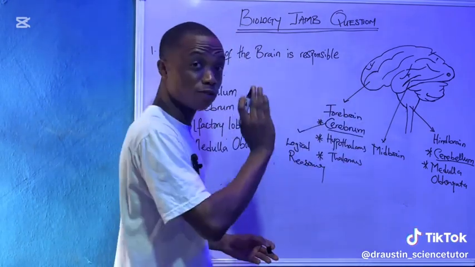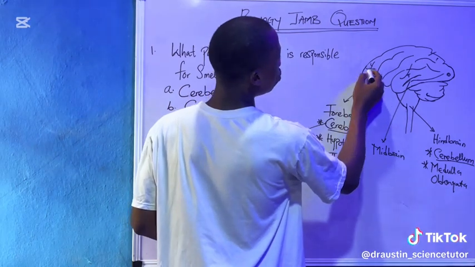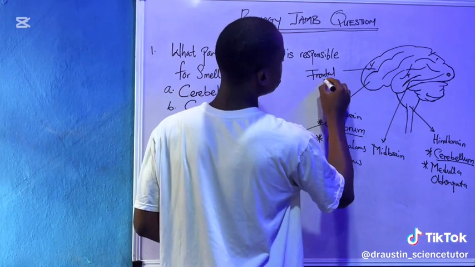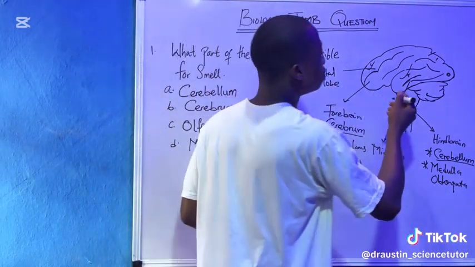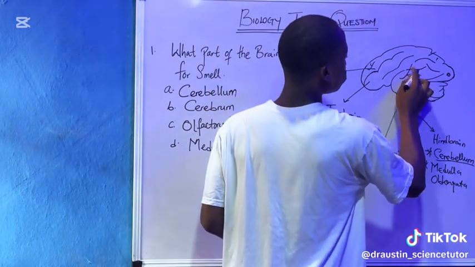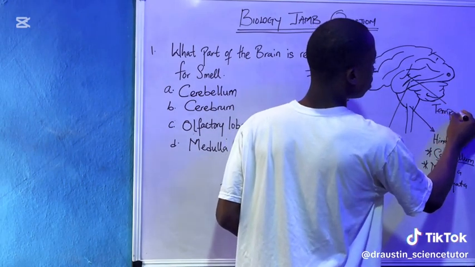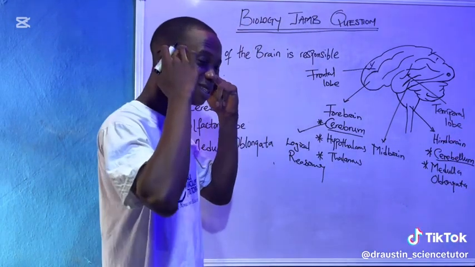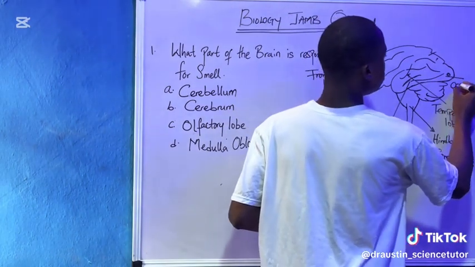Then, apart from that, the brain is also divided into different lobes. This part of the brain is called the frontal lobe. That's this part. Then, this part of the brain is called the temporal lobe. That's this part. Then, the back here is called the occipital lobe.